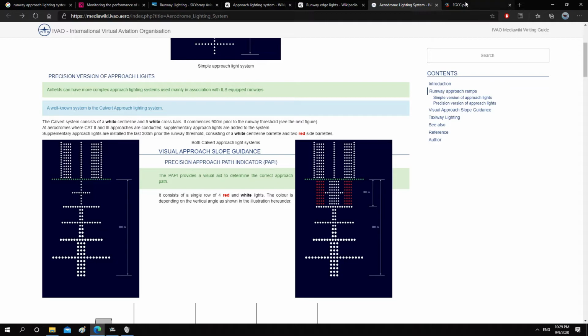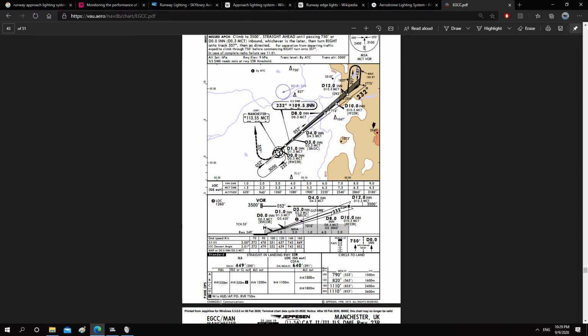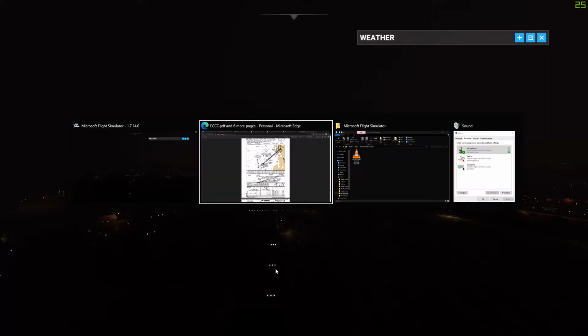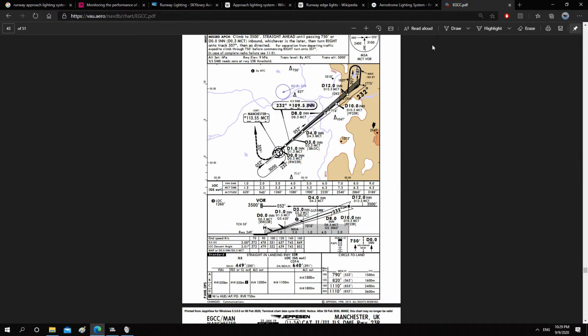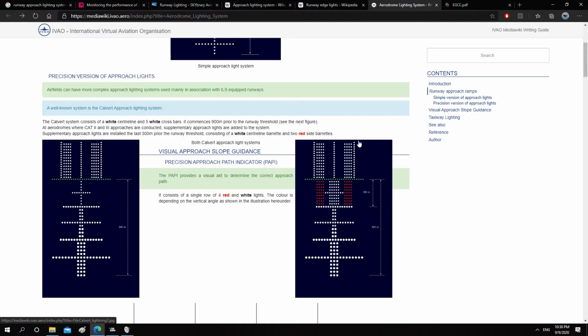Okay, now let's go back to the approach plate. Now if the whole system was out, which means that you will not be able to tell how far, 1200 meters or 1.2 kilometers.